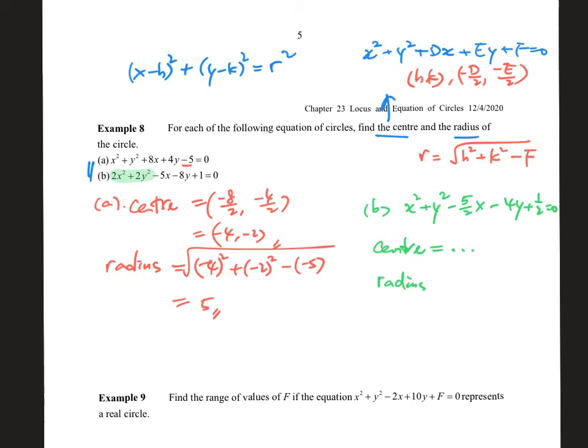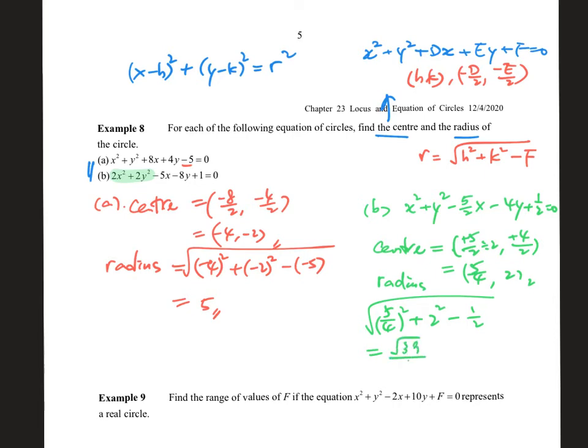Alright, so let's check the answer. Center would be minus 5 over 2 over 2, so it's a bit hard to write, over 2, and minus, that means plus 4 over 2, which gives you 5 over 4 and 2 for the center. Radius will be the square root of 5 over 4 squared plus 2 squared minus half, equal to square root 39 over 2. So this example is mainly to illustrate the importance of these two formulas in helping you find the center and the radius.